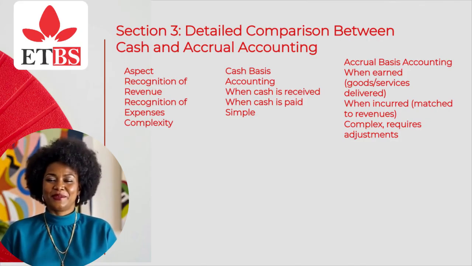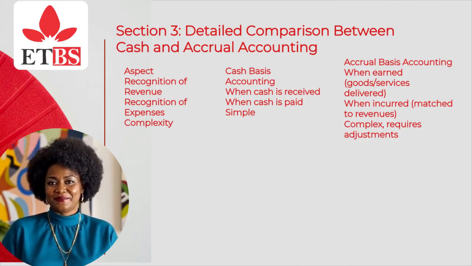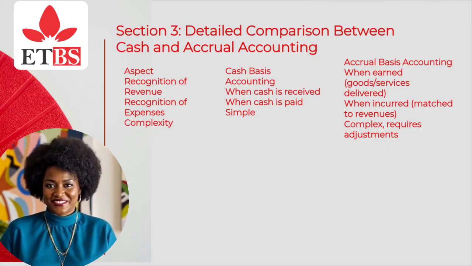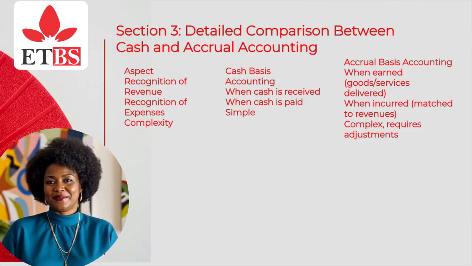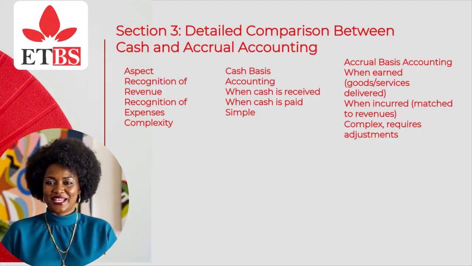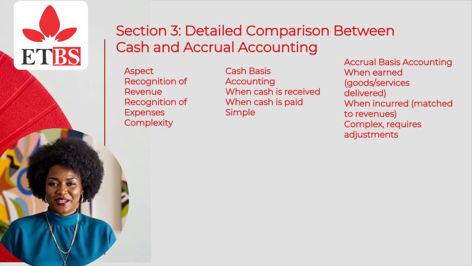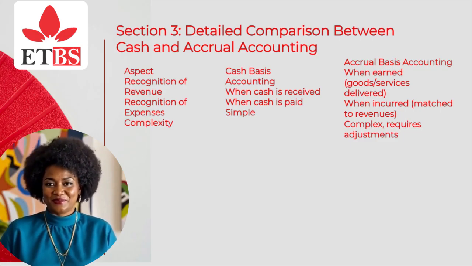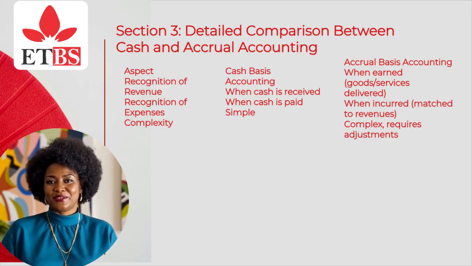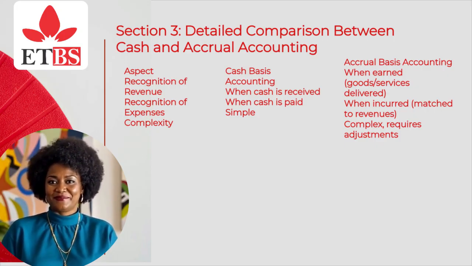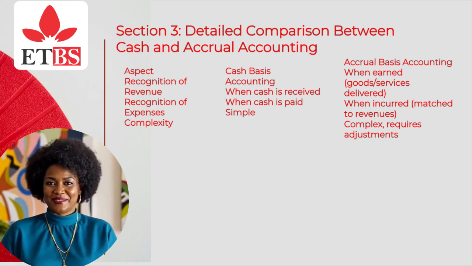Section 3. Detailed comparison between cash and accrual accounting. In this course we will be using aspect, cash basis accounting and accrual basis accounting in our table. 1. Recognition of revenue: when cash is received; when earned, goods or services delivered. 2. Recognition of expenses: when cash is paid; when incurred, matched to revenues. 3. Complexity: simple; complex, requires adjustments. 4. Financial statement accuracy: limited, may misrepresent financial health; more accurate reflection of business performance.